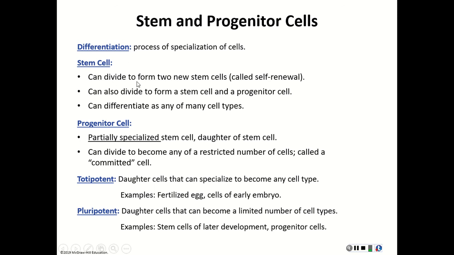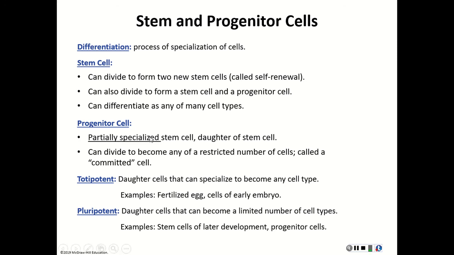A stem cell has the ability to make other stem cells, or it can also start making what is known as a progenitor cell. A progenitor cell is a partially specialized stem cell, okay, meaning that it is kind of like that bridge between a stem cell and an actual well-differentiated cell. So a progenitor cell has the ability to become anything within one organ system.